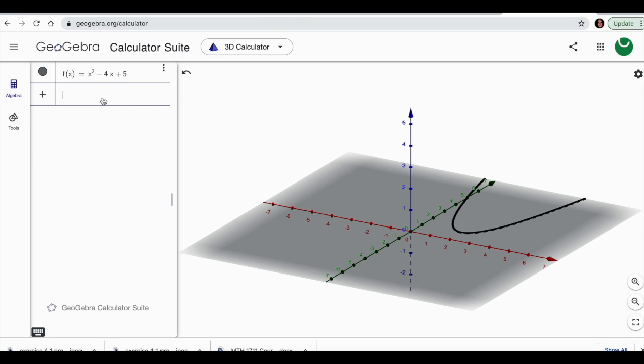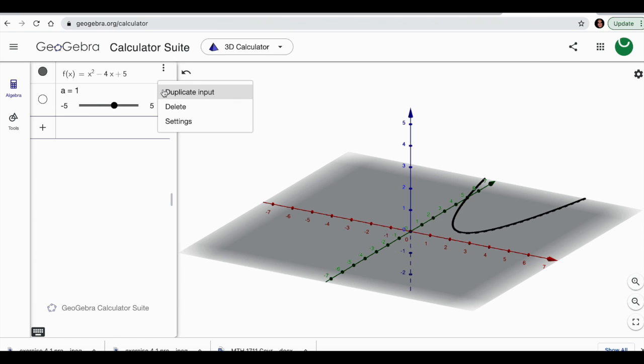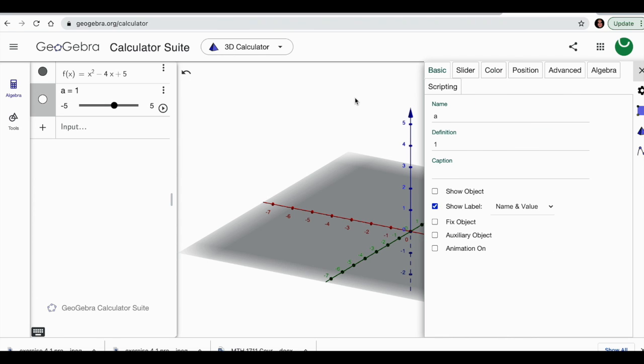So the next step is to type in here A and then hit enter, and it's going to create an automatic slider for you. Now, you're going to want to adjust the maxes and mins for that slider. So to do that, you're going to go to settings on the slider. And since we want to rotate this around 360 degrees, I'm going to go to slider here.